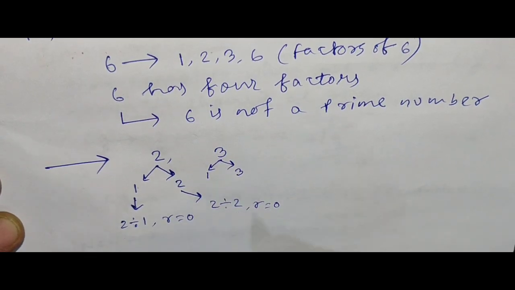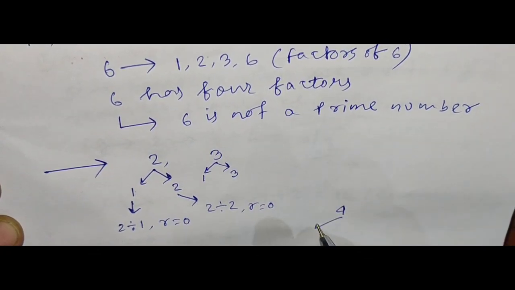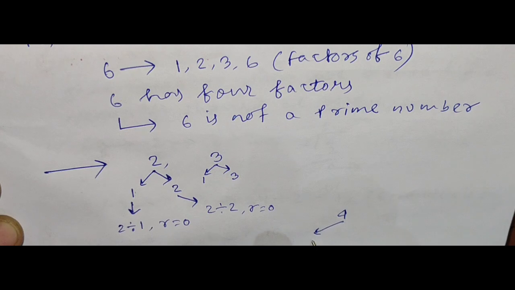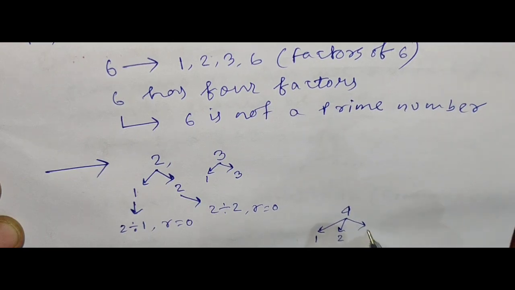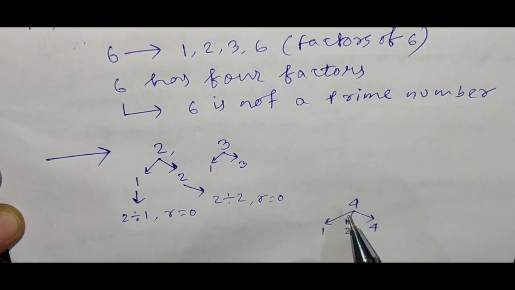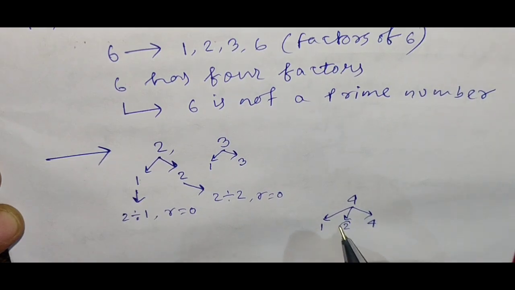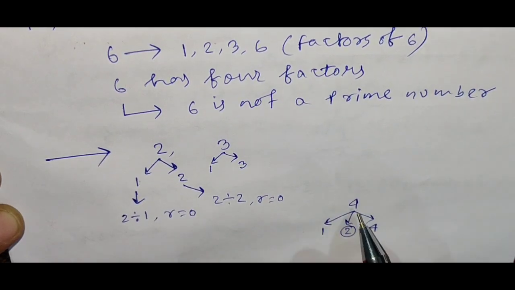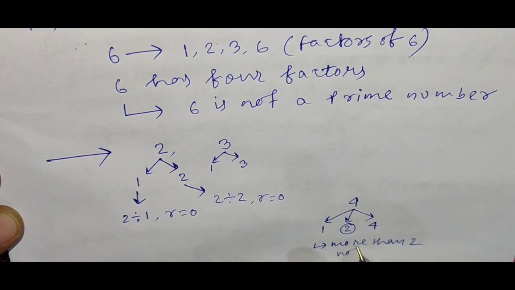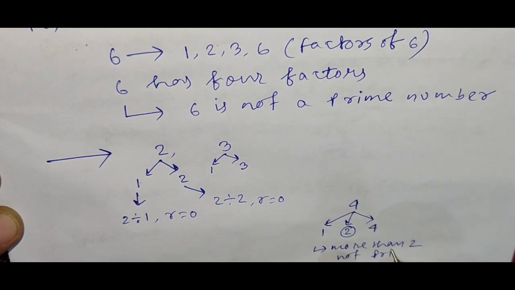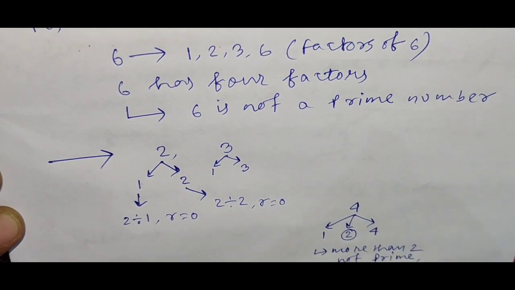So what about 4? 4 has more than 2 factors. It means 1 divides 4 exactly, 2 divides 4 exactly and 4 divides 4 exactly. Apart from 1 and the number itself, it has one more factor, that is 2. So if a number has more than 2 factors, then it is not prime. So we'll say 4 is not a prime number.